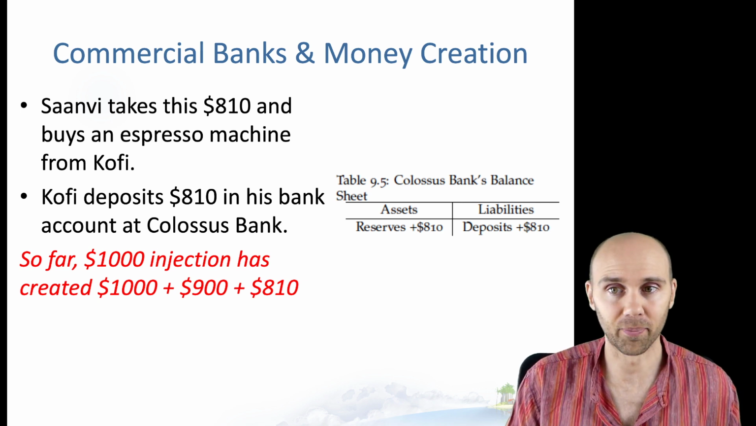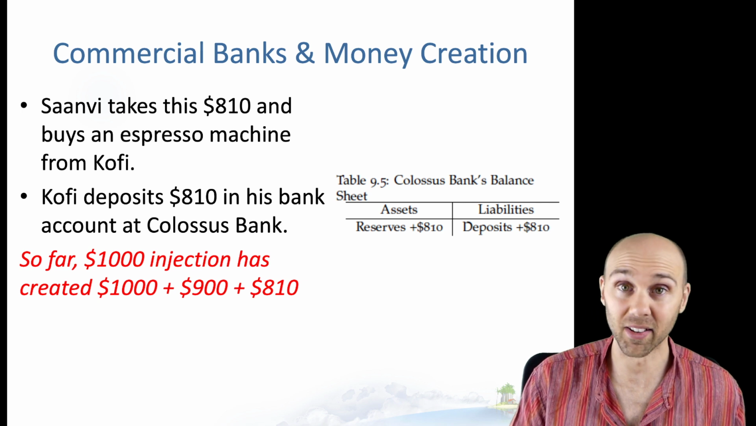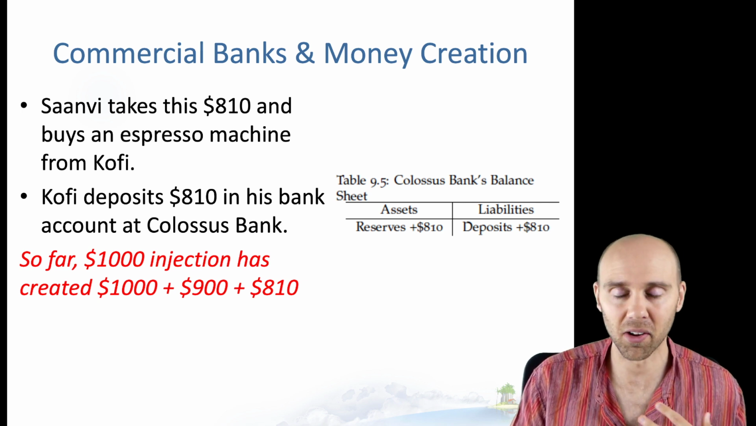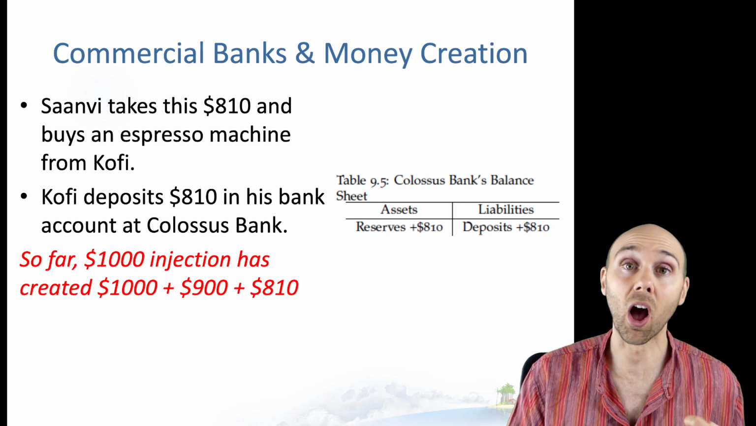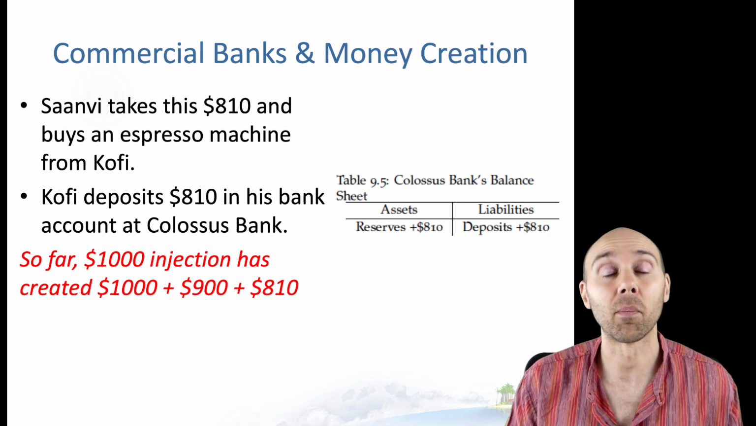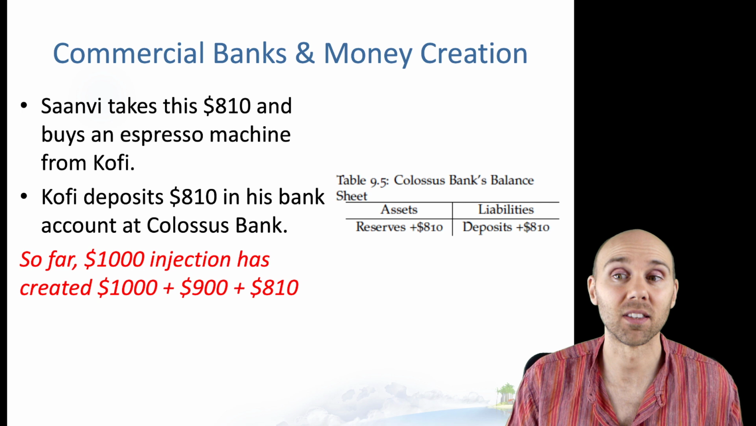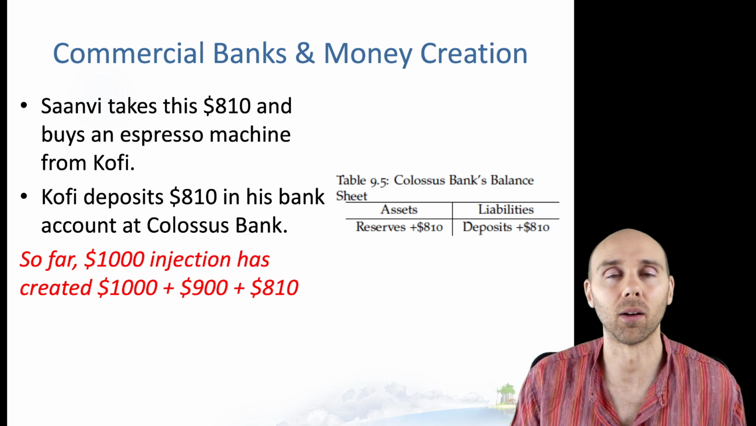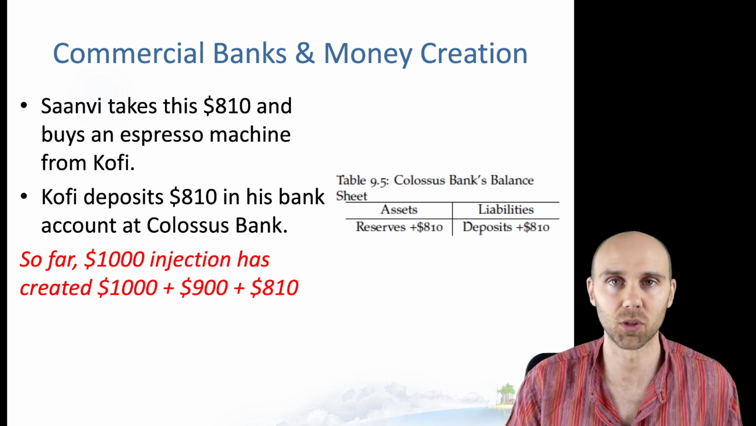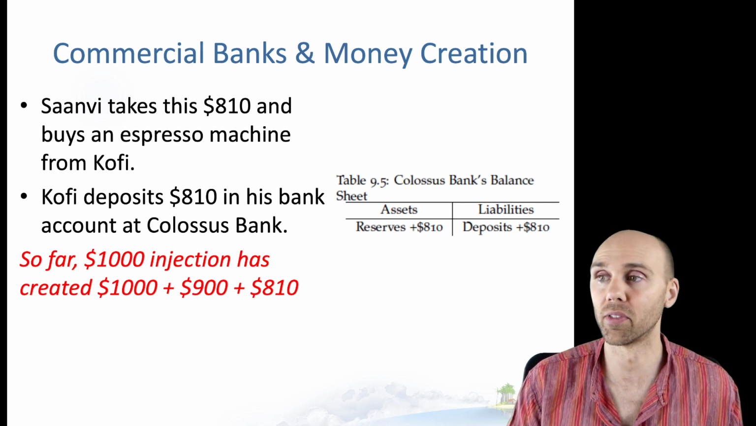It could, of course, be that Kofi was also banking with Alexandria, in which case we'd add on an extra $810 to Alexandria. Either way, when we add up the money created on the banks' balance sheets, we can see that it keeps getting bigger and bigger, more than just that $1,000 which was thrown in the first place. And this is all because of this fractional reserve system.